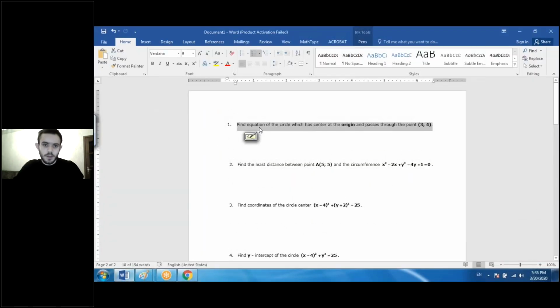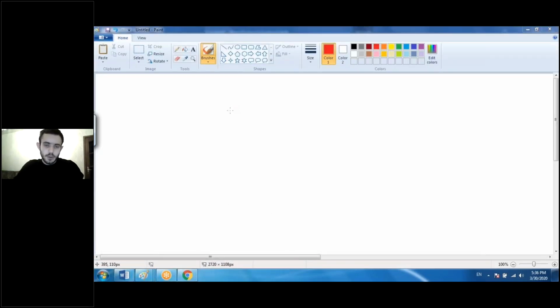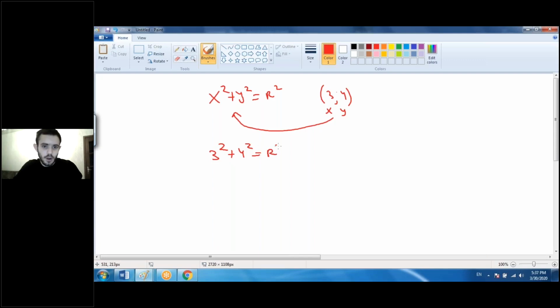For example, find the equation of the circle which has its center at the origin and passes through the point (3, 4). Since our circle is centered at the origin, I will use the second form of the circle equation: x² + y² = r². The point it passes through is (3, 4), which means I can substitute the x and y values into this equation. So I will have 3² + 4² = r². From this, I get that r² is equal to 25. My final answer will be x² + y² = 25.